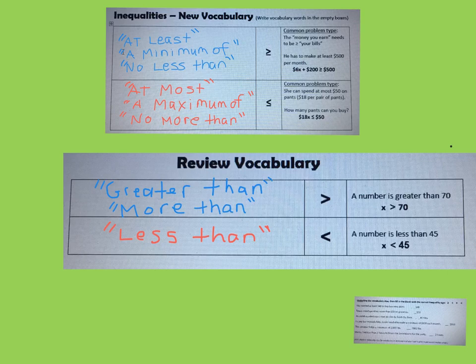All right, now pause the video and fill in greater than and more than for your greater than sign and less than for the less than sign. This is just review vocabulary. So a number is greater than 70, you just put X is greater than 70, a number is less than 45, X is less than 45.